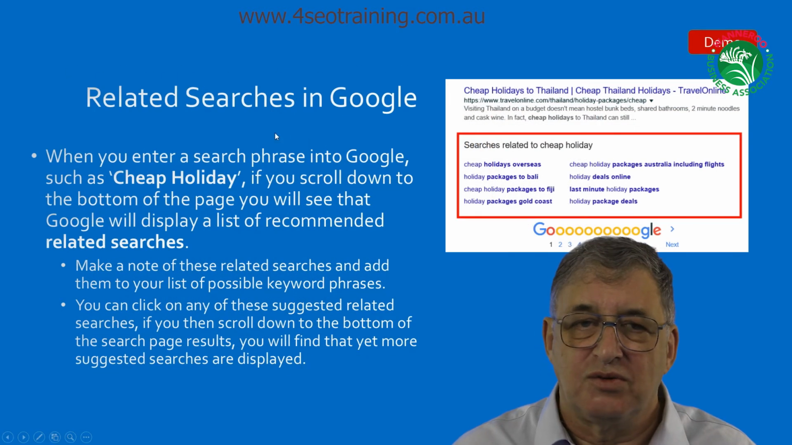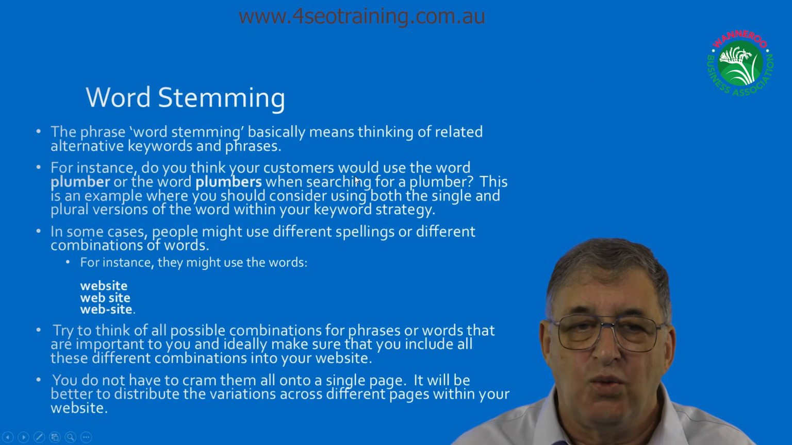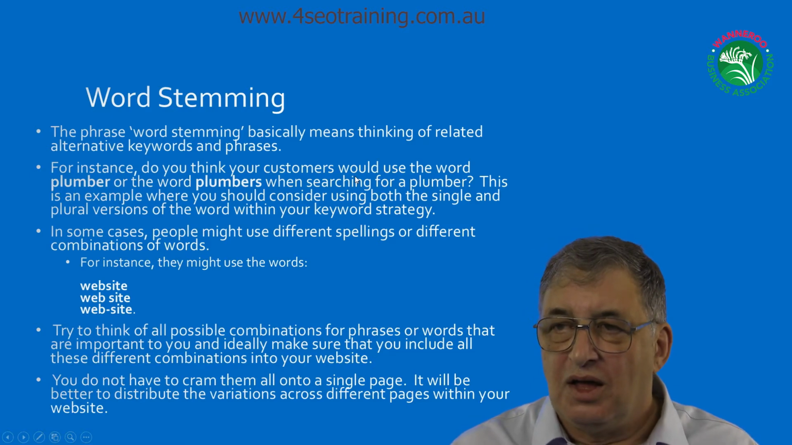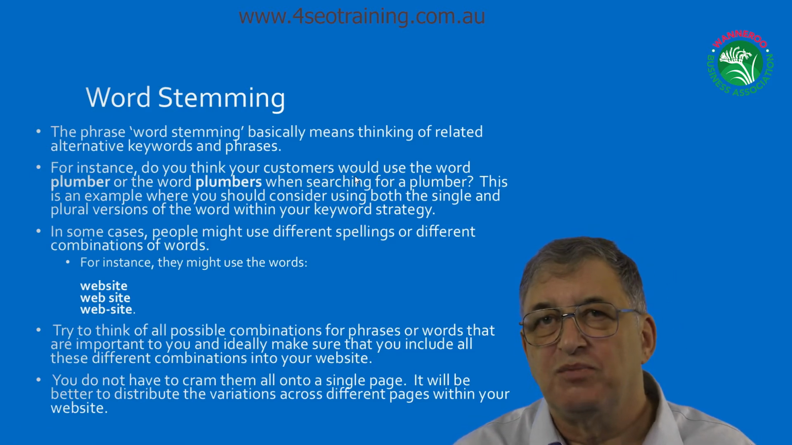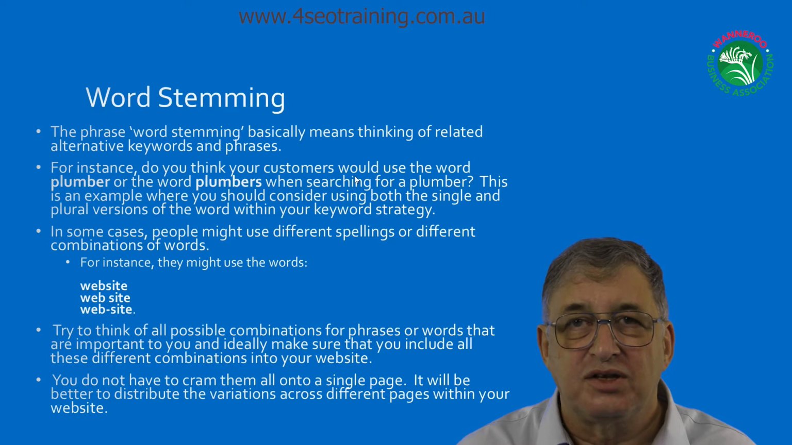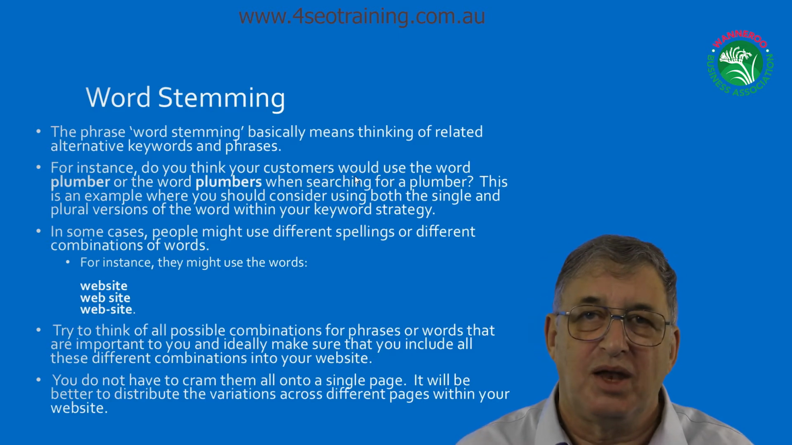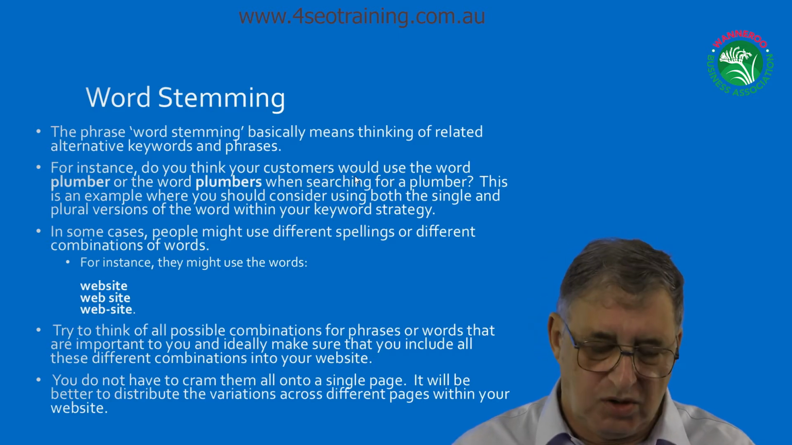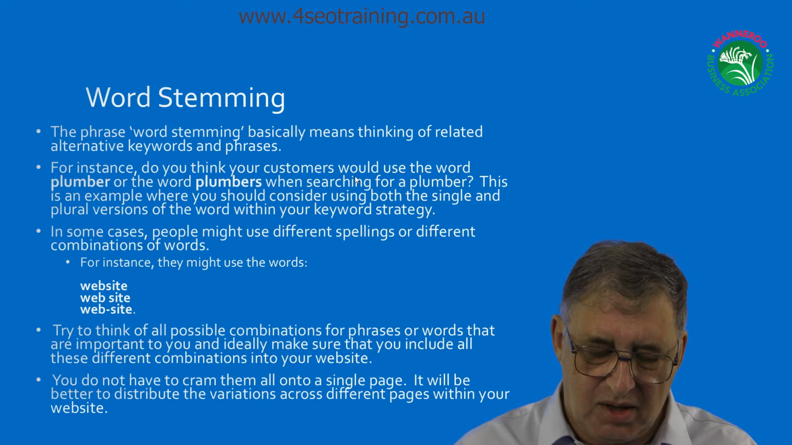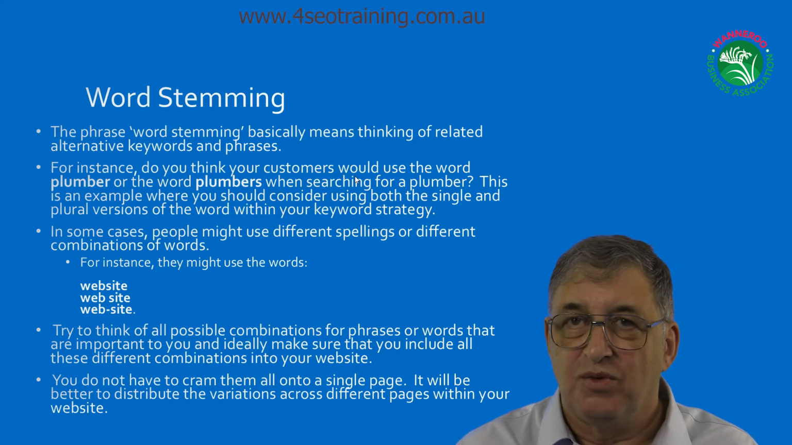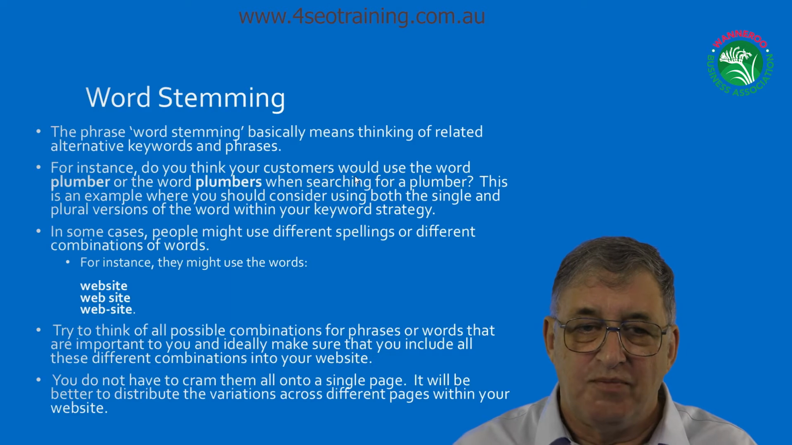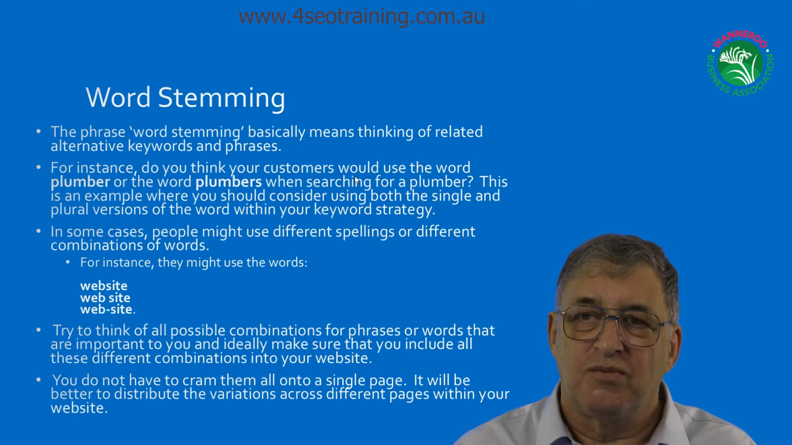So you've got auto suggest, and you've got related searches, which we just looked at. Word stemming, what's that? Well, something else you want to try and build into your website is alternatives. So, we were just talking about plumbing there. So you could use the word plumbing, plumber, plumbers, plural, which is important. You can also use different words.